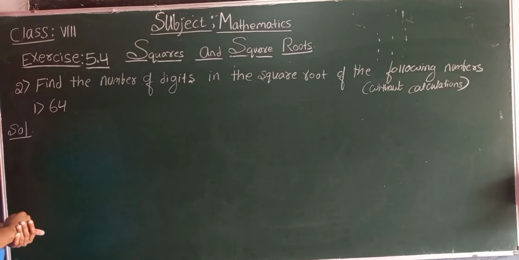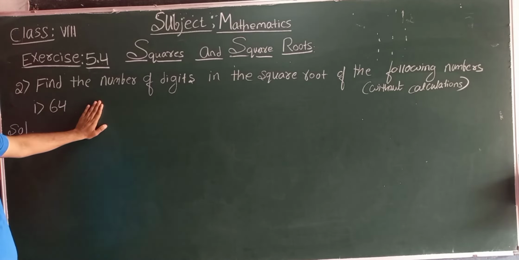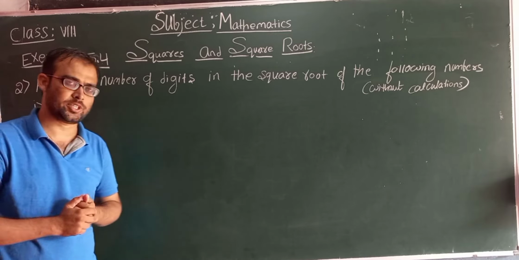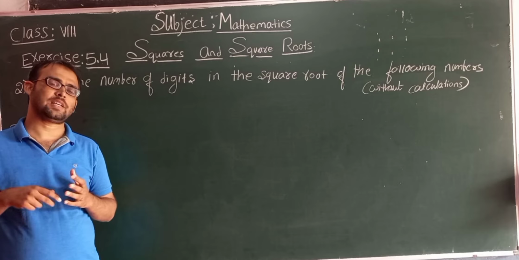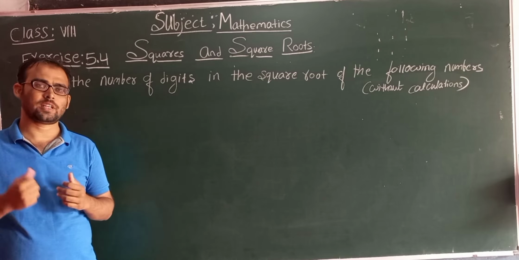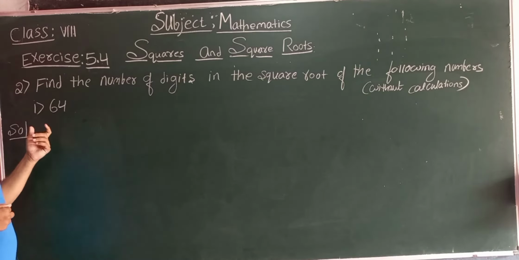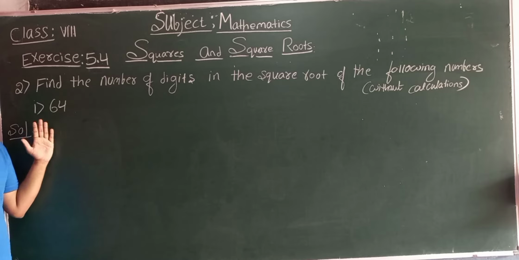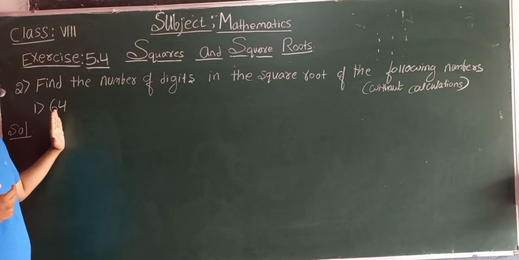So what have they given? Find the number of digits in the square root of each of the following numbers without calculation. Students, here what do we need to find? We need to find the number of digits in the square root of a number. This is the first one. So here they have given the number 64.